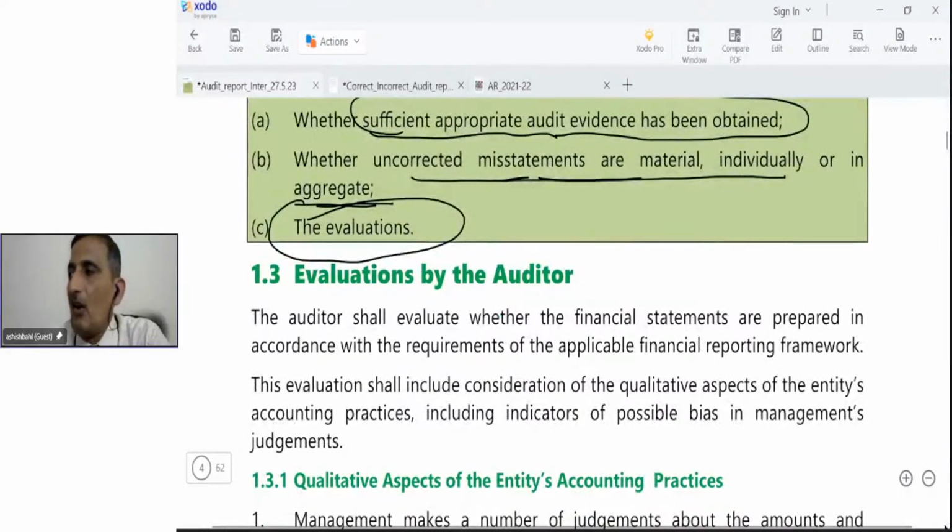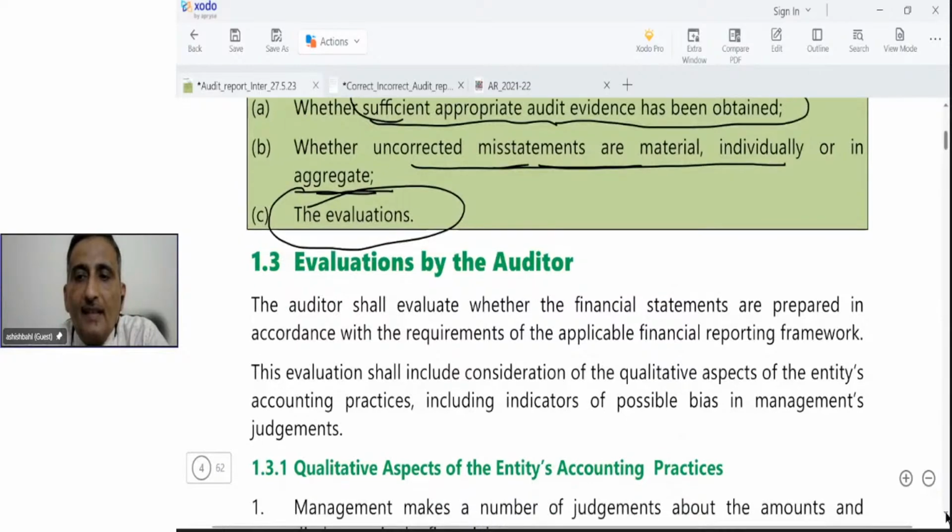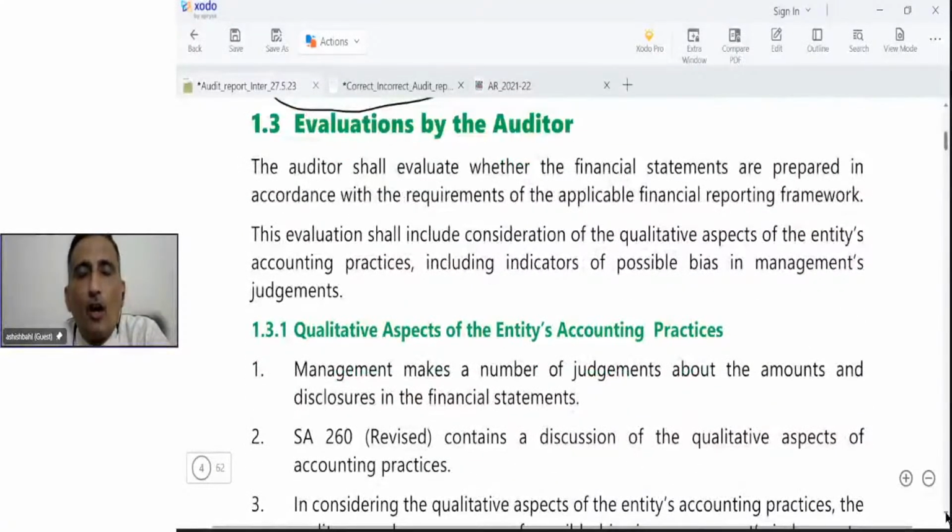So evaluation by the auditor, students, you have to remember that evaluation by the auditor also includes the qualitative aspects of the entity's accounting practices, whether accounting policies followed by the company are consistent from period to period, and whether appropriate accounting policies have been selected. Okay, and you know that management makes a lot of estimates and judgments while preparing financial statements, like, say, the management may have to make allowances for bad and doubtful debts.